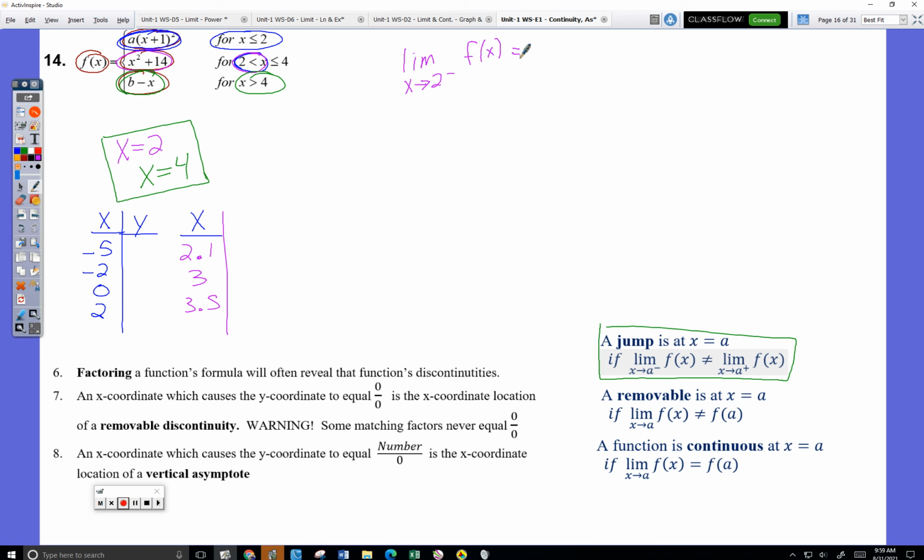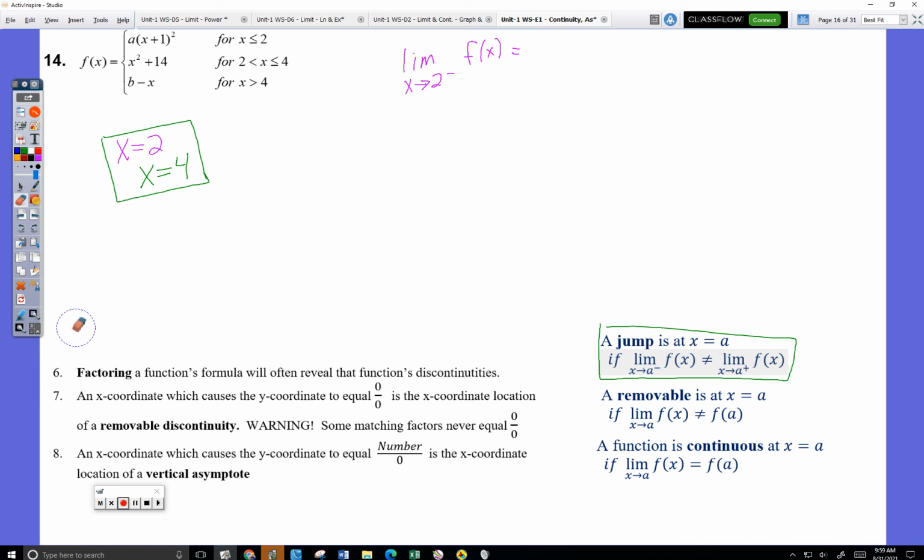Raise your hand if you know that. Go. What is the limit of this function as x approaches 2 from the left? Hands up. Pretty decent sampling. Question?